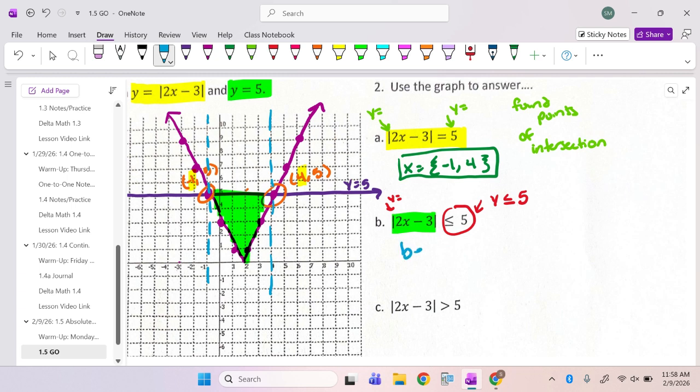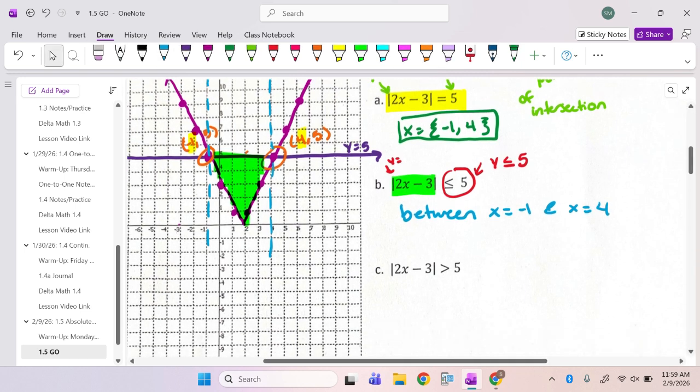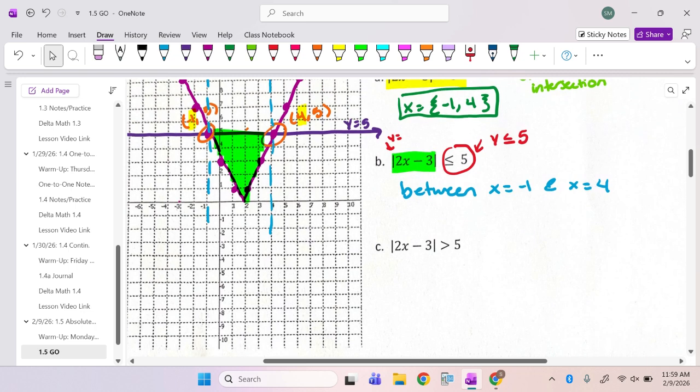So if we want to put this in words, we know it's going to be between x equals negative 1 and x equals 4. So it's between those two x values. But how would I write that in terms of an inequality? So think back to when you were doing intervals. All right. How would you say that it was between two numbers?